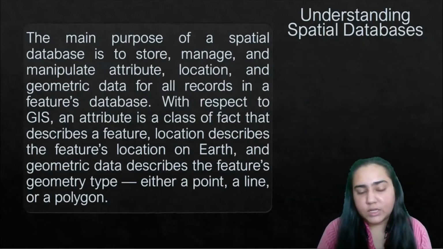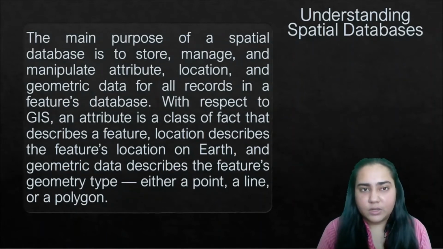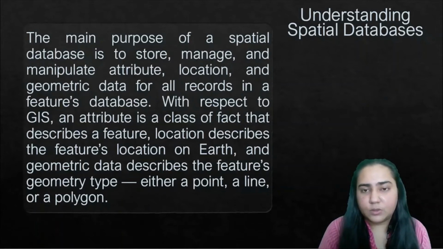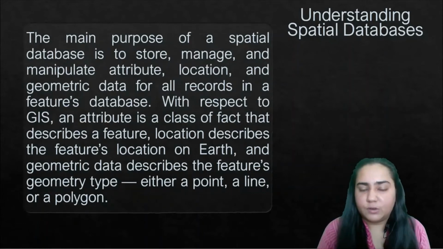And geometric data shows what kind of geometric type the feature is. So if you're plotting a road, then you might want to use a line, okay? And if you're plotting a city, and within the city you want to plot some areas, you might just use points, but you might use a polygon to show the city. So that is geometric data about your database.